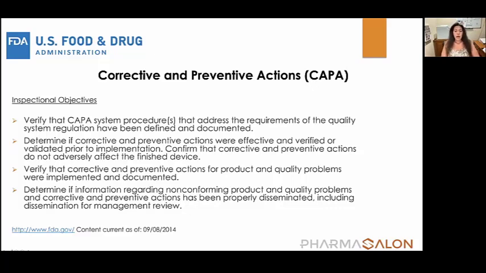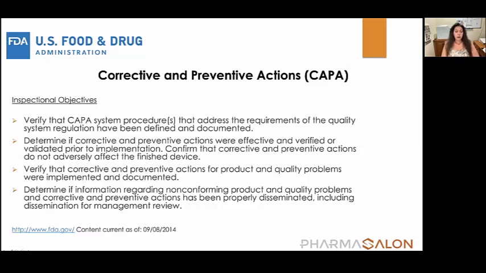So they want to make sure that you have corrective and preventative actions, and that within that, those actions are not going to adversely affect further actions downstream that could affect product. So verify that corrective and preventative actions for product and quality problems were implemented and documented. Again, with knowledge comes responsibility. They're going to look to see if a problem has happened, what did you do about it? Did you initiate a corrective and preventative action?